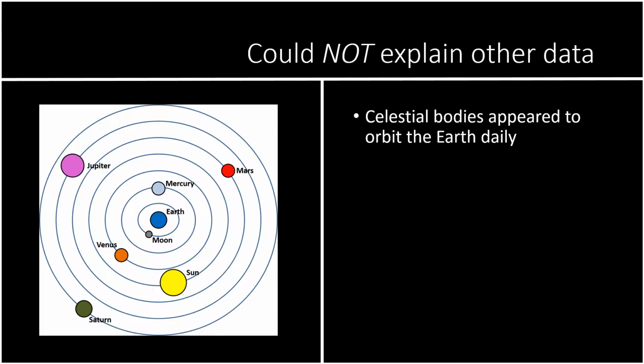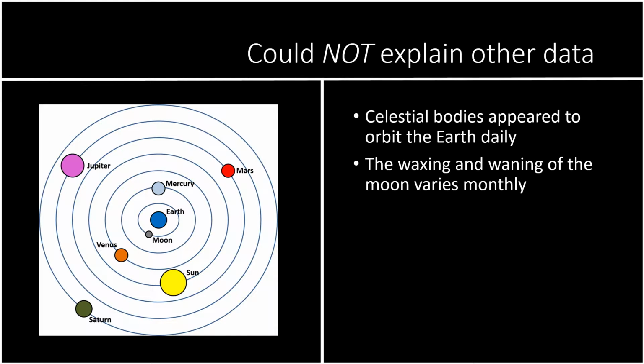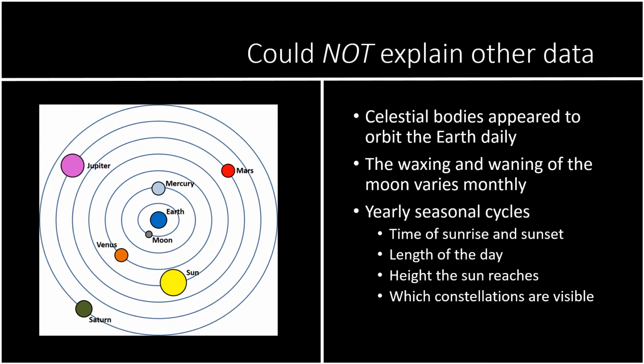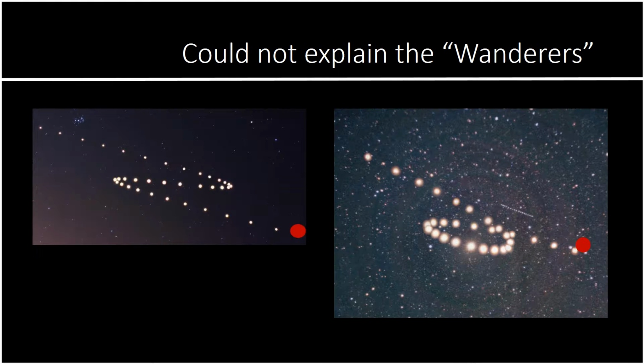Although celestial bodies appear to orbit the Earth daily, the waxing and waning of the moon varies on a monthly cycle. The time of sunrise and sunset, the length of the day, the height the sun reaches overhead, and which constellations are visible in the sky, as well as their rising and setting times, all varied according to a yearly cycle. More mysteriously, the movements of 5 stars, known to the ancient Greeks as wanderers, could not be explained by this model.